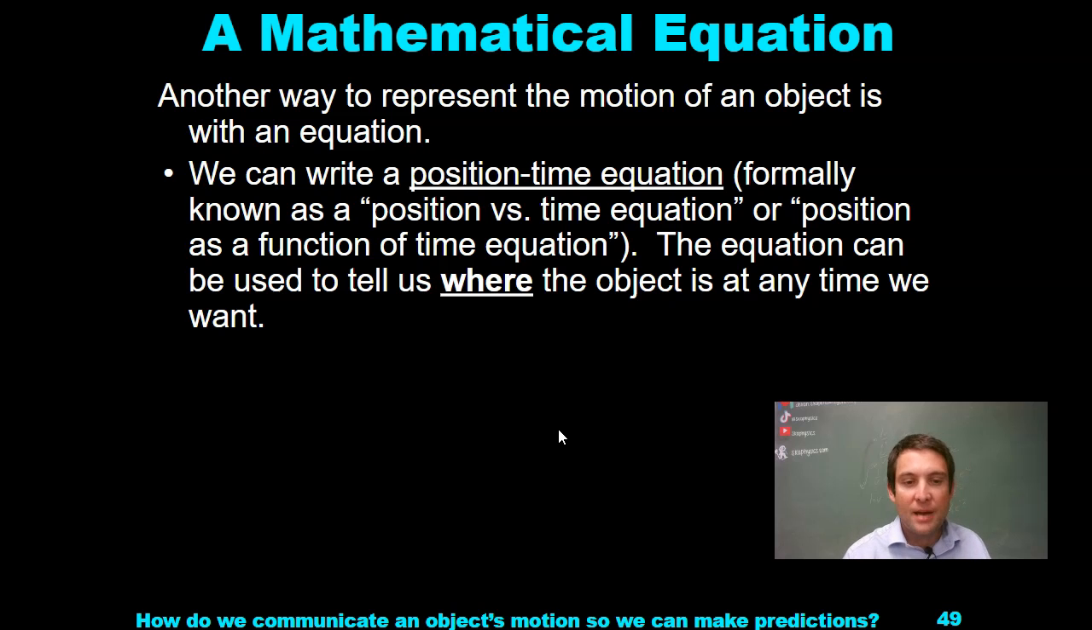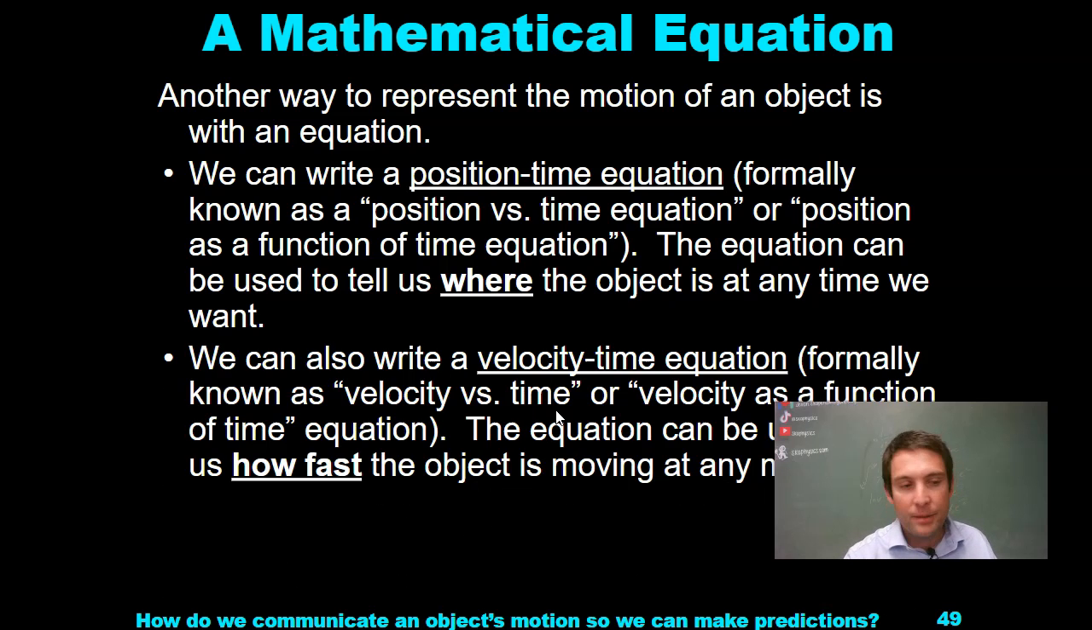We can write a position-time equation, formerly known as a position versus time equation, or position as a function of time equation. That might sound familiar to you. The equation can be used to tell us where the object is at any time we want.